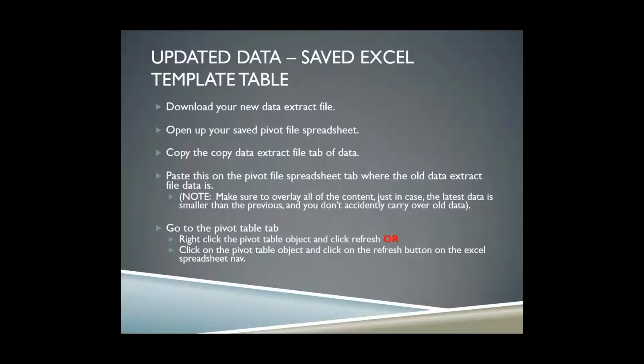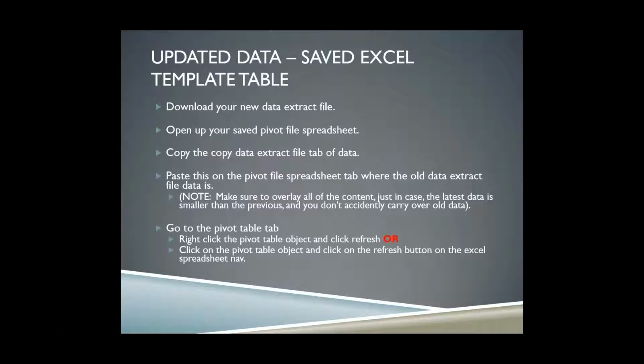So for updating your data, as I think I mentioned before, you go and download your data, and you have that file available. Then for something you've already created, you would open up that Excel spreadsheet, and all you would have to do is copy the information from the data extract that you brought down and paste it into your tab where you have your old data extract, basically overlaying that information.